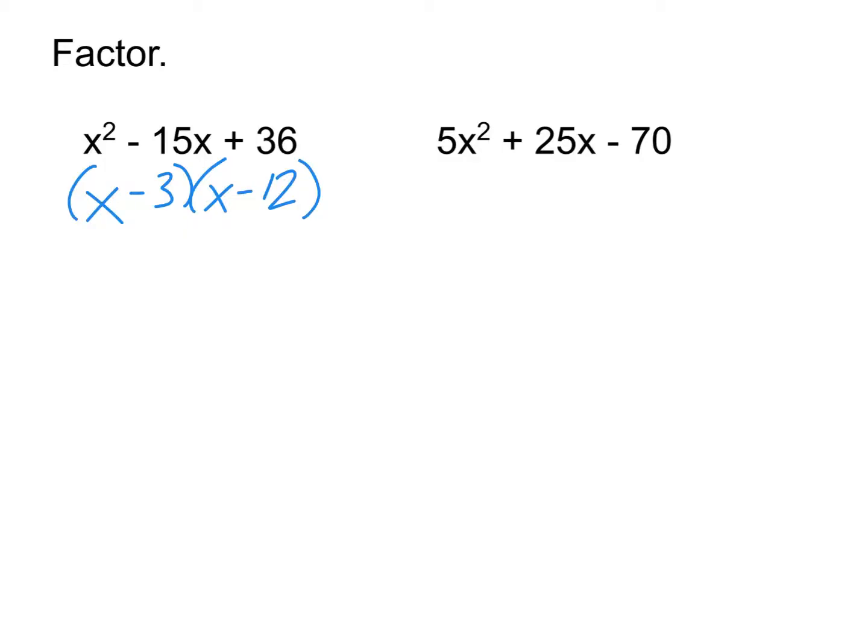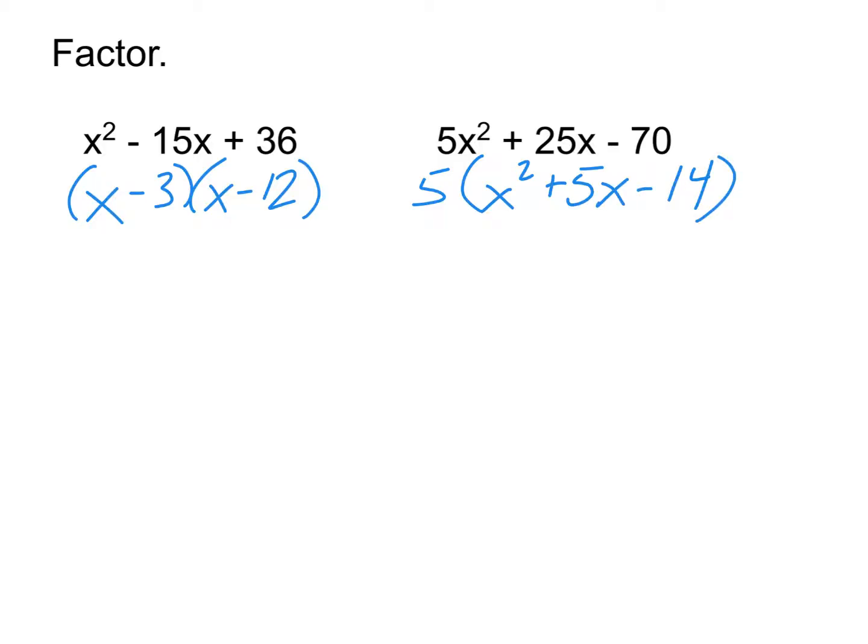The second one. If you leapt straight to using box method on the second one, you're forgetting a critical step. The first thing you always want to do is see, can I factor anything out? In other words, can I divide all of the terms by the same number? In this case, you can. You can divide all three terms by 5. So I'm going to do that first. So we go 5 outside because we're just using distributive property in reverse. And inside would be x squared plus 5x minus 14.